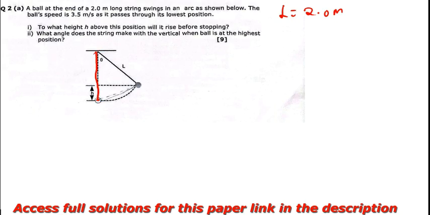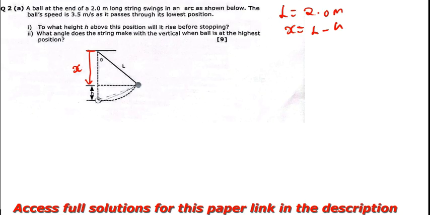Meaning that for me to find this part here, it's going to be L minus h, of which I don't know h for now. So let's call this x, meaning that to find x is going to be L minus h. But the first question is asking us to find the h. So let's go.